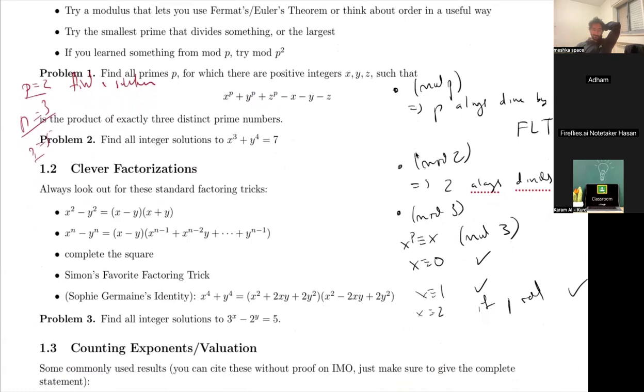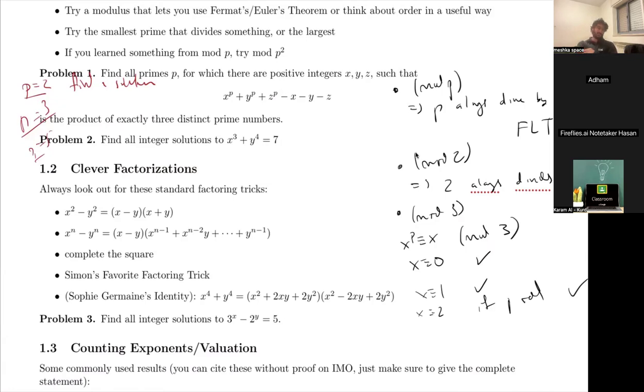Okay, so let's look at the second one. Problem 2. Find all integer solutions to x to the 3 plus y to the 4 equals 7. So integer, not positive. If you said positive integer, then it's not very interesting, but okay, integer. So x should be negative, I guess. I'm pretty sure there doesn't exist any integers that satisfy this.